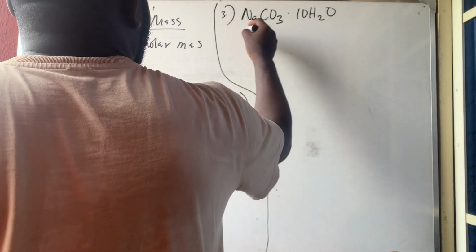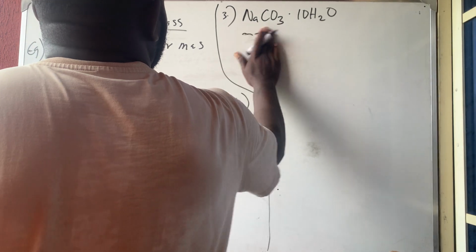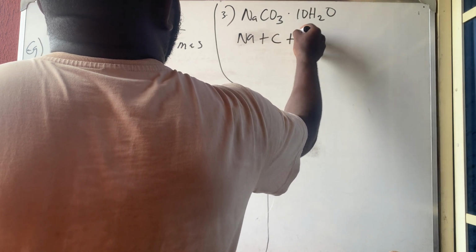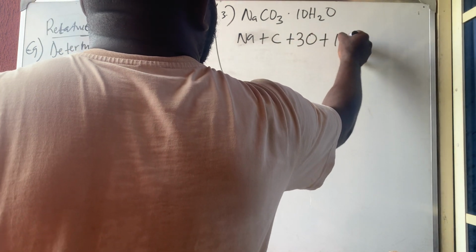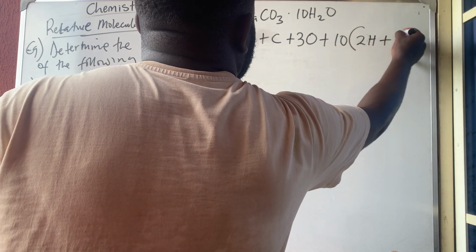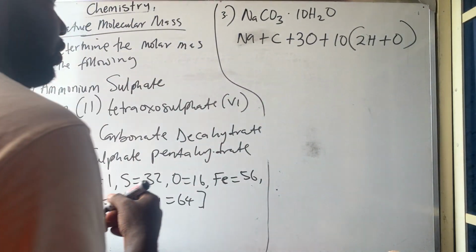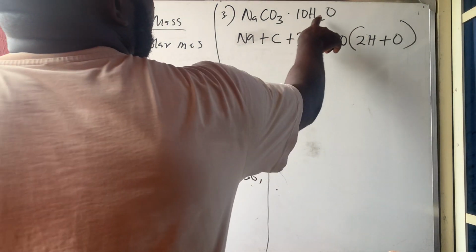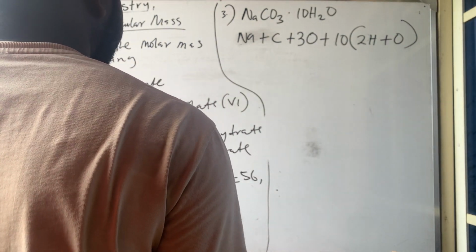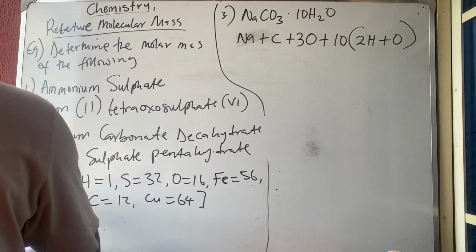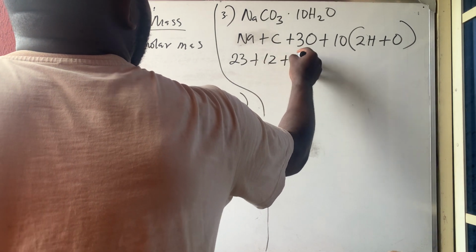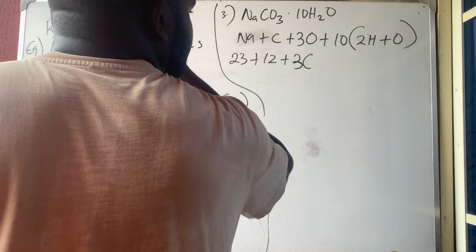For this one, I'm going to have that Na is 23. Sorry. Let me write it first. This is Na plus C plus 3 oxygen plus 10 into 2 hydrogen plus oxygen. In fact, water is 18. You should know that water is 18 because water is 2 times 1, 2, plus 16. That is 18. So water is always 18. You should take note of that. So Na sodium is 23 plus carbon is 12, plus 3 into oxygen is 16.